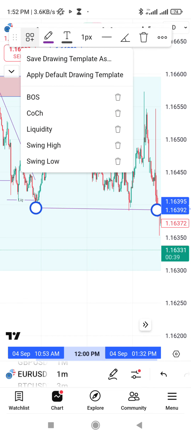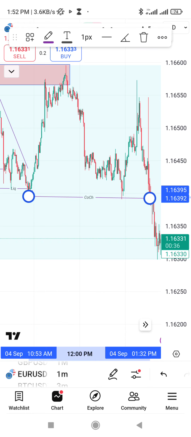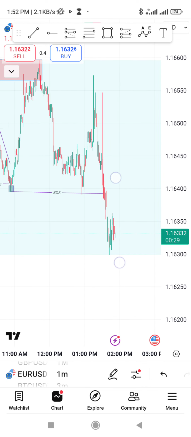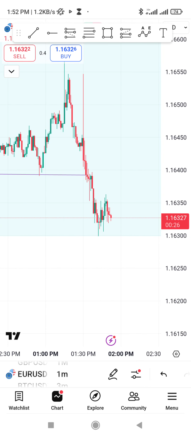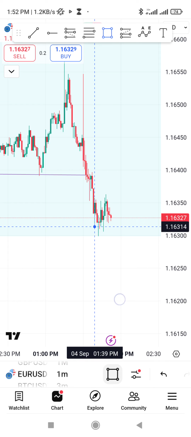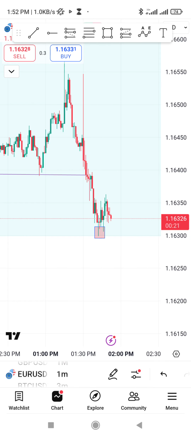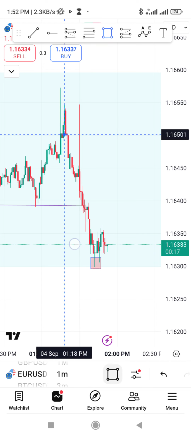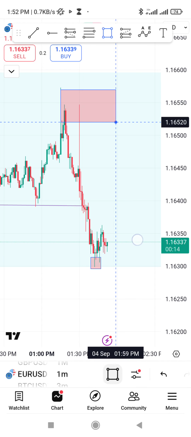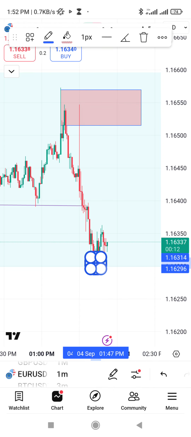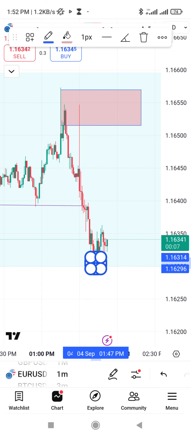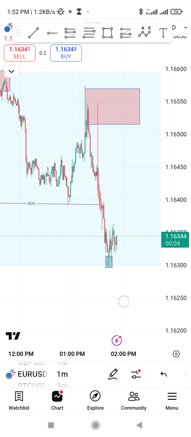So that validates the inducement is not a change of character. That validates an inducement is still active. So I don't know, but when I see another build up around here which is forming, I will take this to be the next inducement, and then I will short the market from this point, and that becomes a continuation setup following the language of the market, which is inducement.